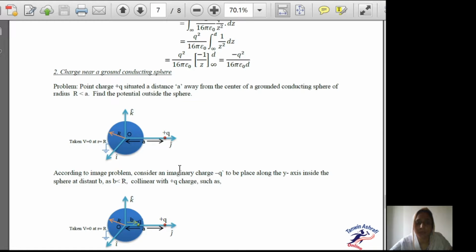According to the image method, consider again an imaginary charge minus Q placed in the y plane only, in which plane we have kept the positive charge. It is placed inside the sphere at a distance B from the origin, and B is less than R, collinear with the positive charge, such as this one. And the potential at r equal to capital R is nothing but earth, that is, grounded.